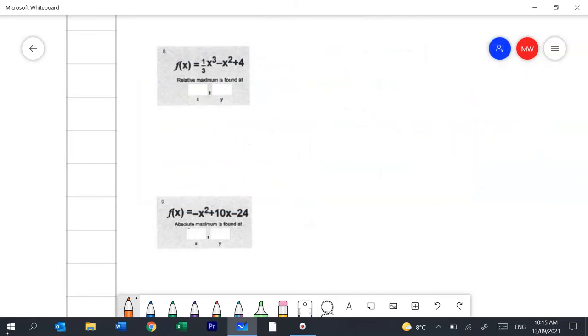I need to find out the relative maximum of this. Now there will be two turning points in this one because it's cubic. So this would look something like this graph. So we're going to find out what the two turning points are and we'll work out which one is the maximum. So let's do it by, first of all, finding the derivative function.